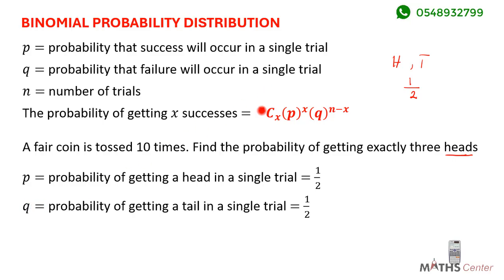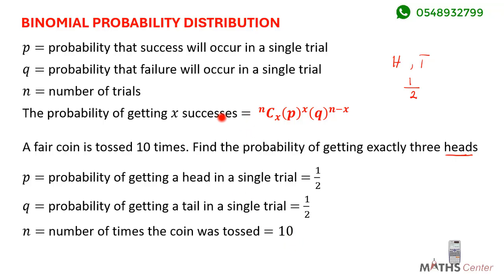Let's find N. What is N? N is the number of trials. Here, the coin was tossed 10 times. So the trial of tossing the coin was repeated 10 times. So N will be the number of times the coin was tossed, which is 10.